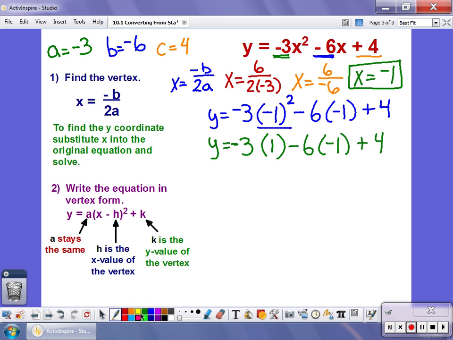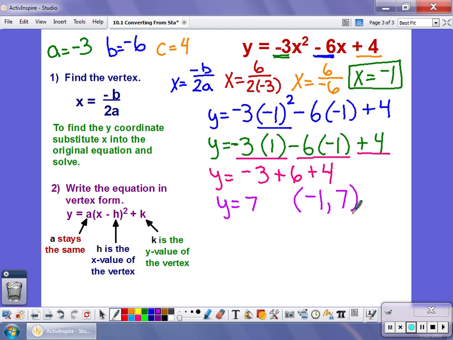So let's keep going. Multiply these out now. Negative 3 times 1 is negative 3. Negative 6 times negative 1 is positive 6. Plus 4 is added on the end there. And when I simplify all this together, I get that y equals 7. So my vertex is negative 1, comma 7.